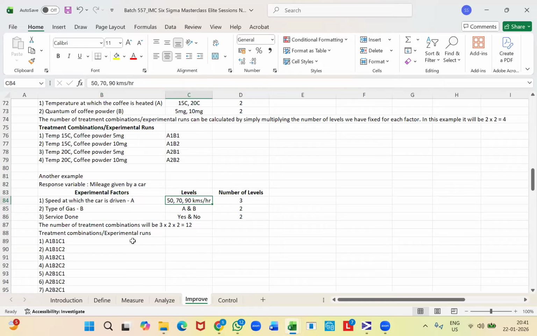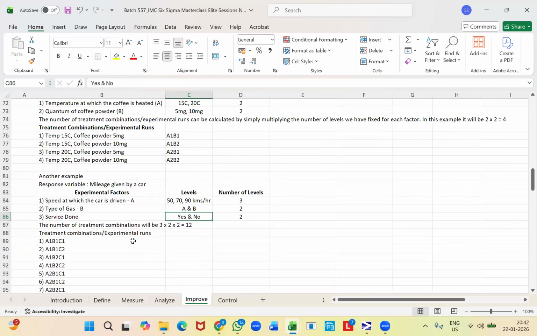But then I'm going to have only 2 levels for the type of gas, that is A and B, and 2 levels for service done, whether it is yes or no. Now, here we find we have 3 experimental factors, but the levels for these experimental factors are not equal. So we have unequal number of levels fixed for experimental factors, and fixing unequal number of levels for the identified experimental factors is absolutely fine.